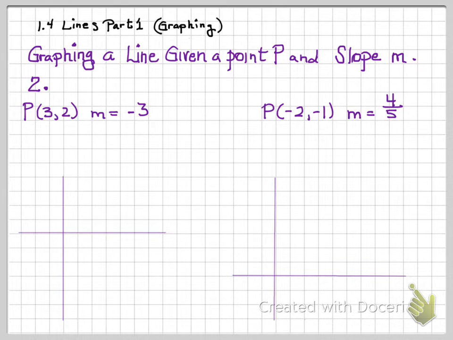Okay, 1.4. Number 2, I've got a couple problems here for number 2 as well. What we're going to do is graph a line given a point P and the slope M. Let's first deal with this point P for this first one, (3, 2). Let's go ahead and plot (3, 2). (3, 2) would be about right there.